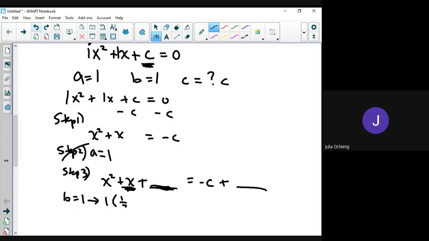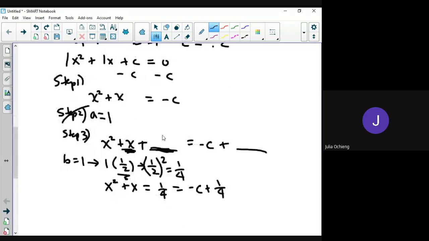So half of b in this case is 1/2. And then after you take half of it, you're going to square whatever that answer is. I'm going to take that 1/2 and square it. I'm going to get 1 squared is 1, 2 squared is 4, so 1/4. And that's the number I'm going to add to both sides in that blank space. So it'll become x squared plus x plus 1/4 equals negative c plus 1/4.